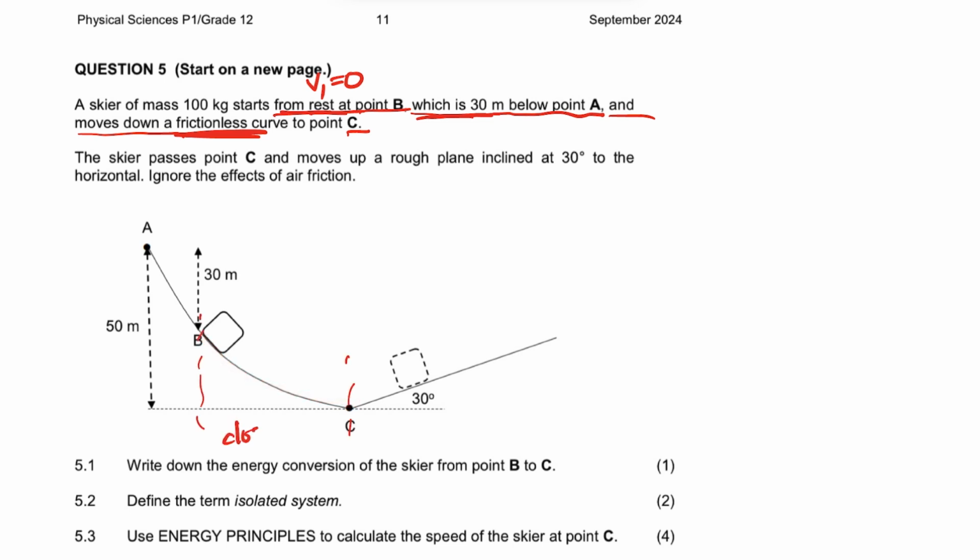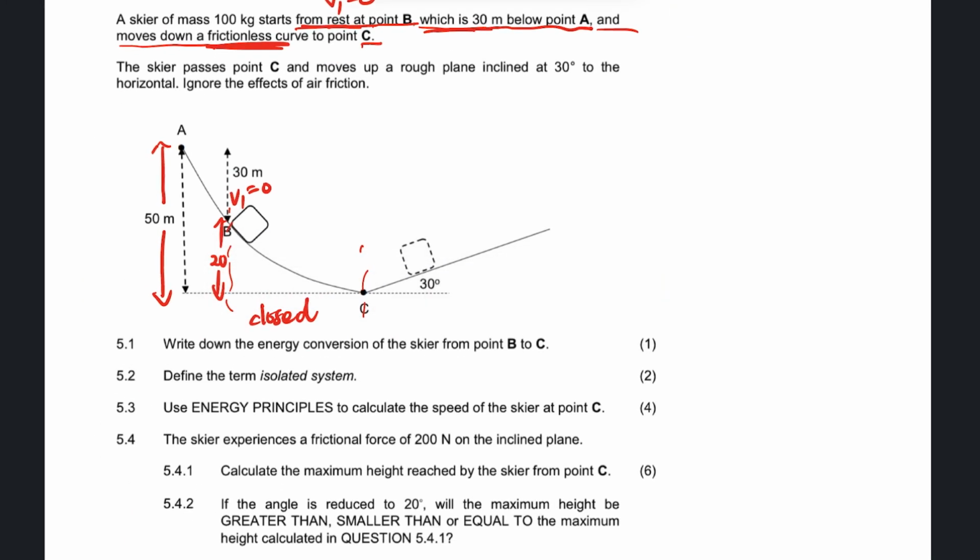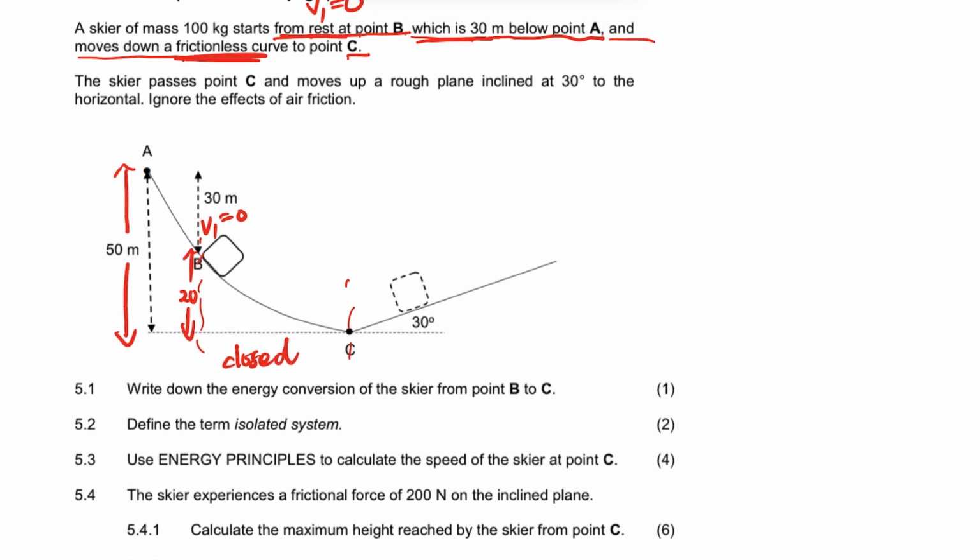So this is a closed system, so the mechanical energy is conserved there. The initial velocity is 0. And then the height, since it's 50 from there to there, from point B down it's 20. The difference between 50 and 30 is 20. So if it's 30 there, then it's 20 there.